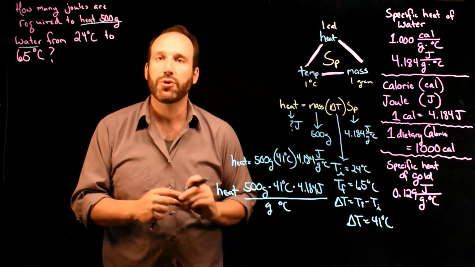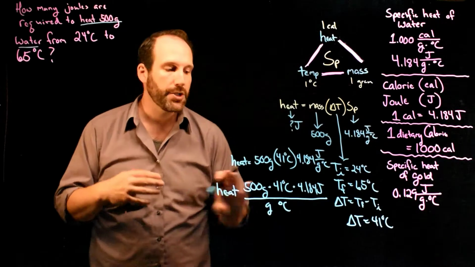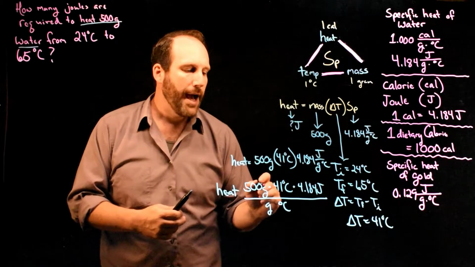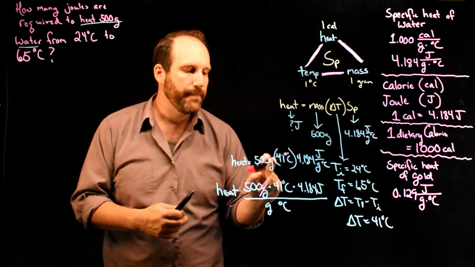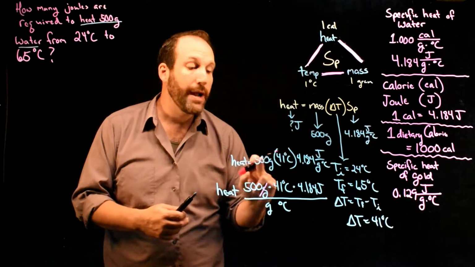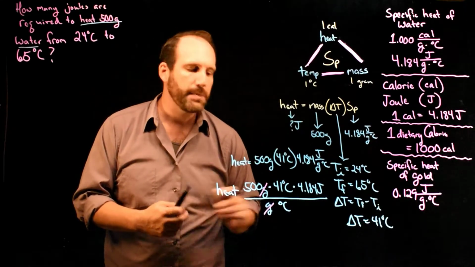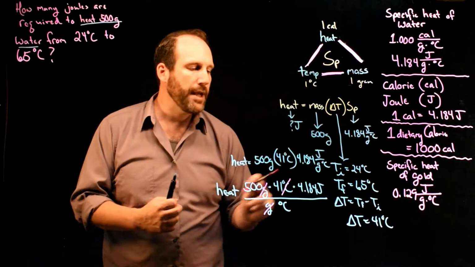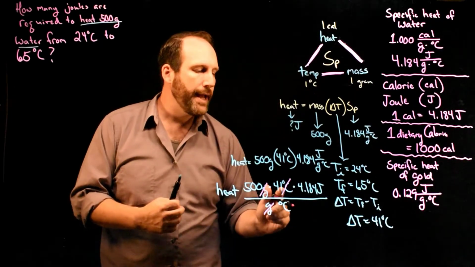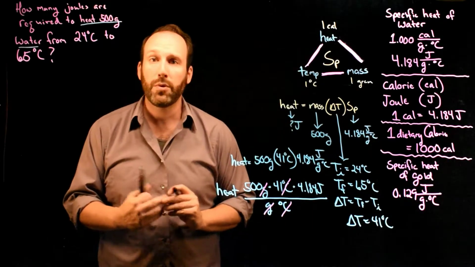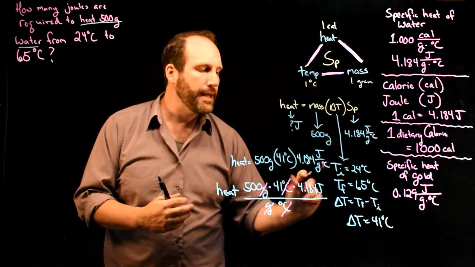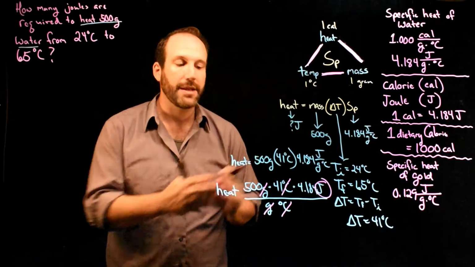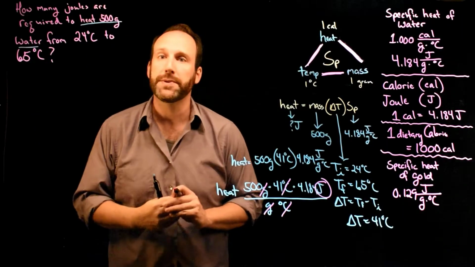The grams and degrees Celsius will go in the denominator. So when I have all this stuff together, look what is happening to my units here. I'm going to have grams from the mass of our water and grams from specific heat will cancel, okay? Degrees Celsius from our delta T and degrees Celsius from specific heat will cancel. And so the only unit that I'm left with here is the unit of joules. And remember, that's the unit that I'm looking for. It's how many joules, okay?